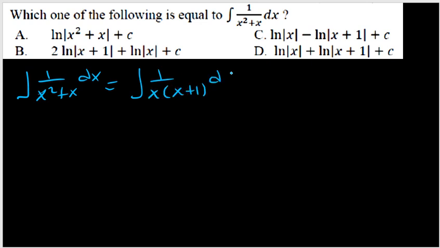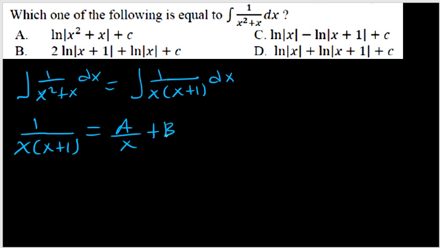The next one, the integral of 1 over x squared plus x dx. We can write this as 1 over x times (x plus 1) dx, and we can decompose it. 1 over x(x plus 1) can be written as A over x plus B over x plus 1, which gives A times (x plus 1) plus B times x, which is equal to 1.